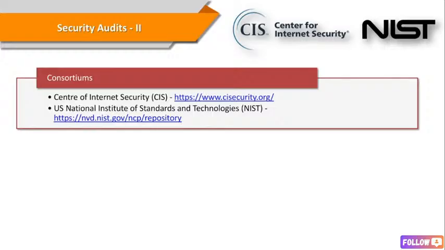NIST, the National Institute of Standards and Technology. It's a physical sciences laboratory as well as a non-regulatory agency of the United States Department of Commerce. Its mission is to promote innovation and industrial competitiveness. If you visit their website shown in the slide here, you'll find the National Checklist Program repository of their National Vulnerability Database program. They have a wide range of up-to-date checklists.